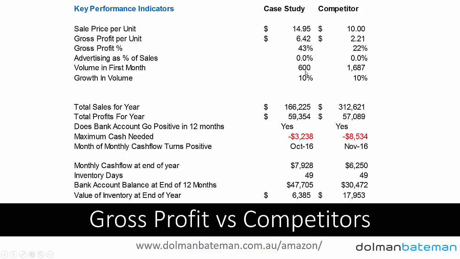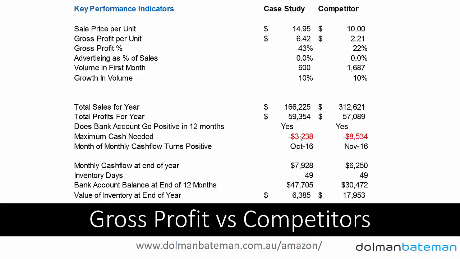And we're going to assume that they're currently doing 600 units a month, the competitor's doing 1687, and we're going to have a growth in volume of 10% a month, which is actually quite a bit. So if we look at the total sales for the year, the competitor would have twice the amount of sales, but less profit.